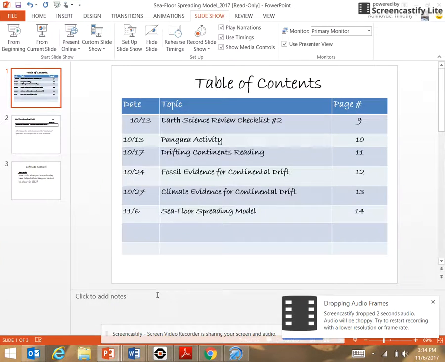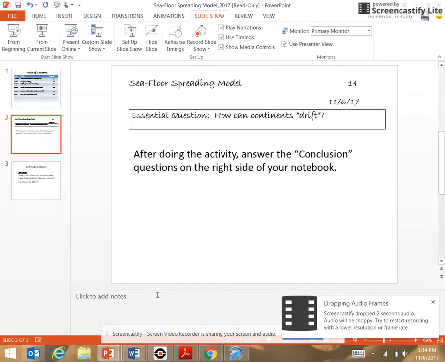So your notebook entry was called a seafloor spreading model on page 14. Your essential question was, how can continents drift? And this is a missing piece to Alfred Wegener's puzzle. So if you recall, he had lots of evidence for the theory of continental drift. The problem was he could not explain how the continents moved, or what the force was that pushed and pulled them. And so seafloor spreading helped out a lot with that, as you saw today in class 8A.